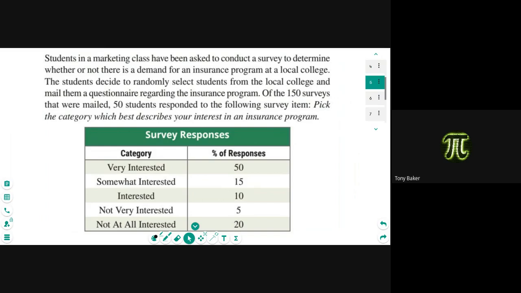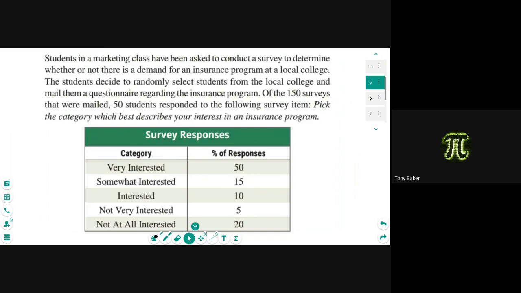So in this case, they sent out 150 surveys, they only got back 50. And of those, 50% said they were very interested. So how many actually were very interested? 25. So only 25 people out of the 150 were actually very interested in it. So the question is, you've got your data back. Is 50% a reasonable estimate of the proportion of students who would be interested in the entire college? No.